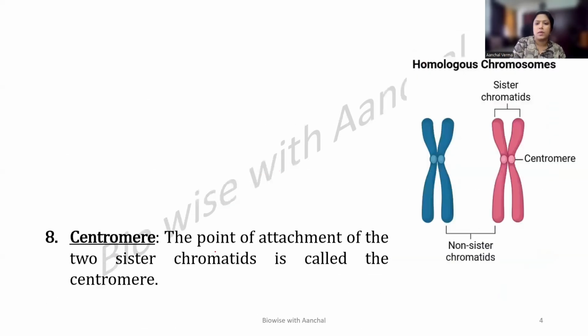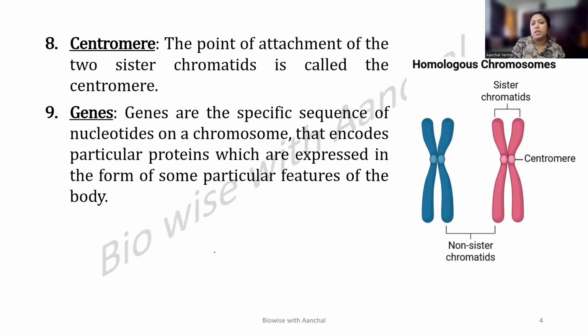Okay. Next one, centromere. The point of attachment of the two sister chromatids is called a centromere. You can see here the structure. This is the centromere, the point of attachment of the two chromatids.